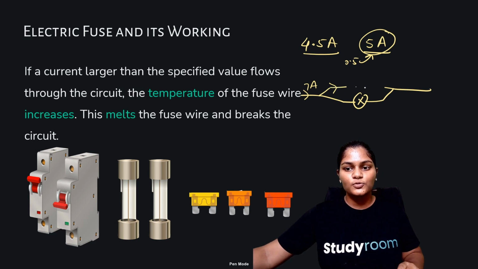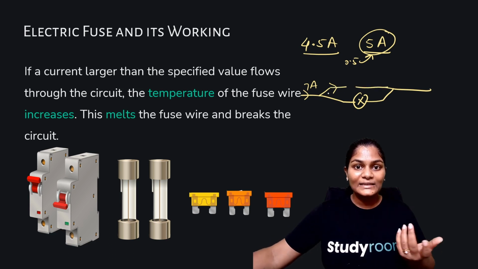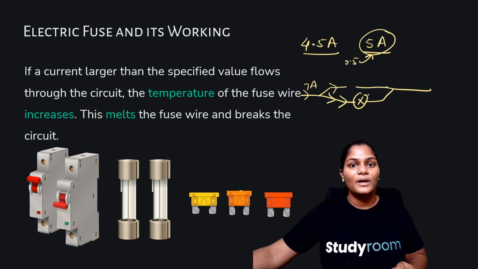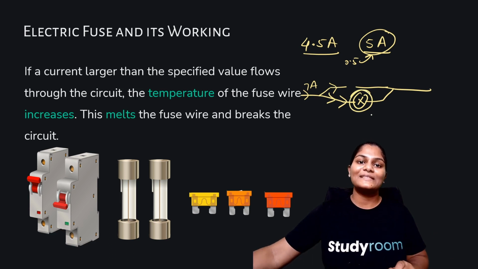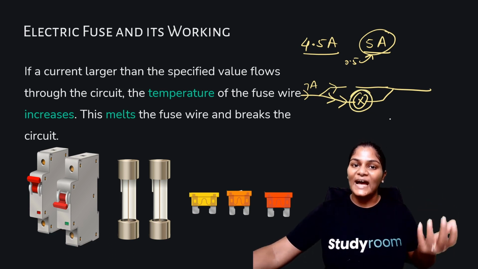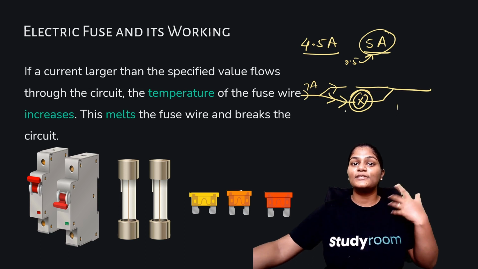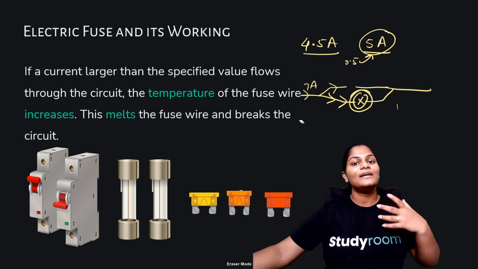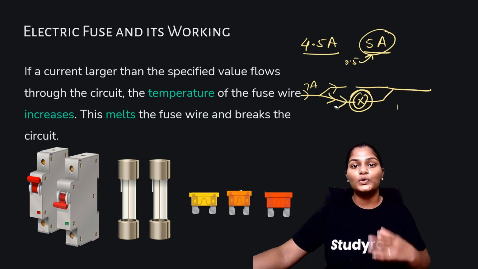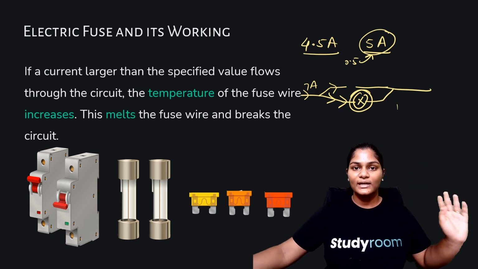Okay, even if the fuse breaks, the current has a different path to go from, so it would still go through my appliance and still damage it. So that's why in the case of a fuse, we always connect it in series with the appliance that we want to protect from an unduly high current.